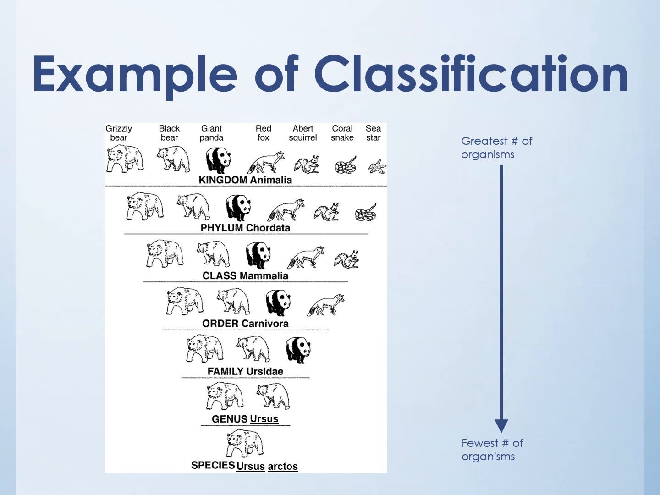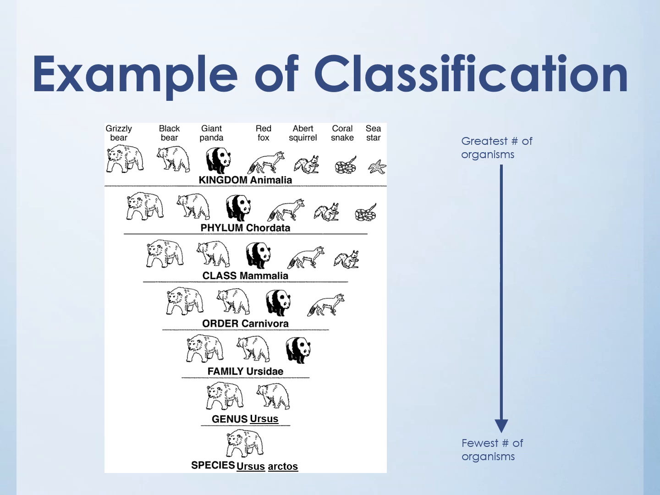Here's an example of how an organism is classified. This chart shows how the grizzly bear is classified, as well as some organisms that are in the same level as it. We're going to start at the bottom, at the species level, which is the smallest level. The species, or scientific name of the grizzly bear, is Ursus arctos. So all grizzly bears are scientifically named Ursus arctos.